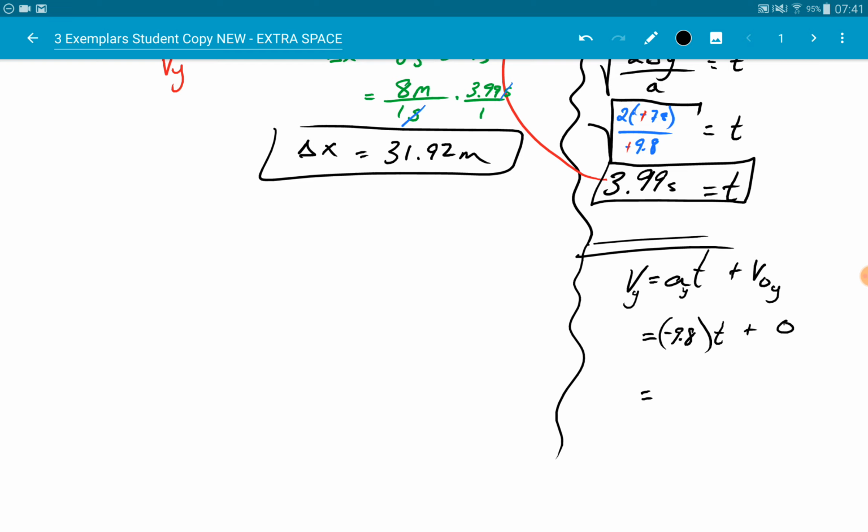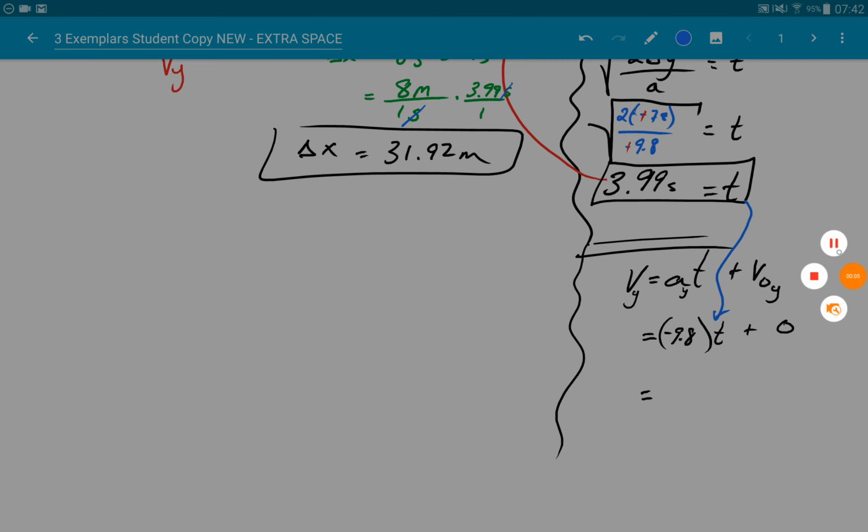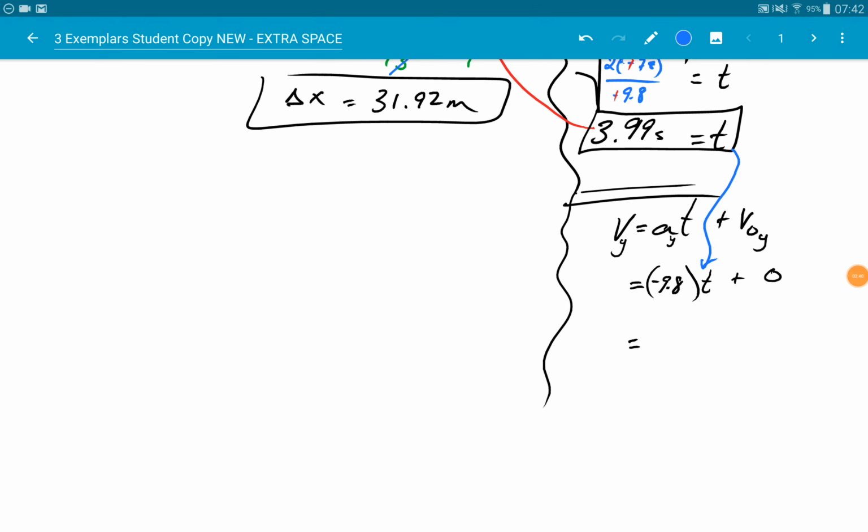So now I'm going to take this t value, let me get a different color here. I'm going to take this t value, and that goes right into there. So I grab my calculator, and I do negative 9.8 times that time. And remember, I don't use the 3.99, I use the whole string of values. And then plus 0, so I don't have to worry about that. And I get negative 39.0, well, it really rounds to 10 actually. 10 meters per second.